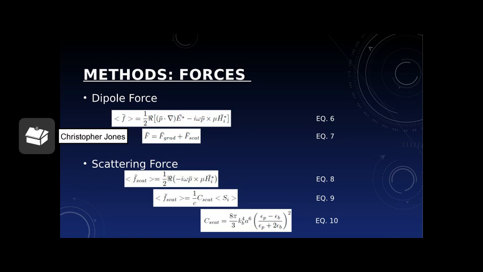These equations encompass the standard method for deriving the forces. It has been shown that the total force can be split into the gradient and scattering force seen in equation 7. The gradient force refers to the force due to the gradient of the field intensity, while the scattering force refers to the force due to the momentum of the electromagnetic wave. It should be noted that the scattering force seen in equation 9 provides a simplified means of obtaining a valid approximation of the force.